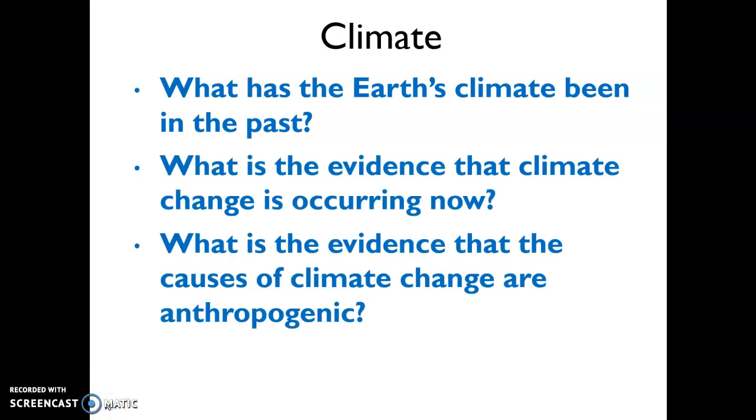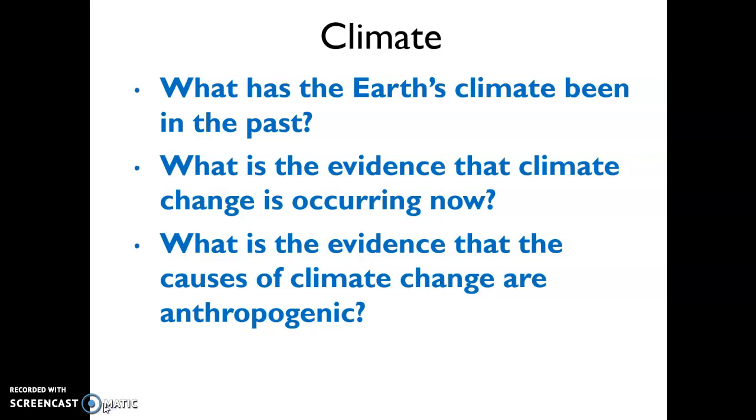So now we're going to look at some of the data on climate and answer three questions. What has the Earth's climate been in the past? Not just the recent past where we have the most information, but many, many thousands of years ago. What is the evidence that climate change is occurring now? So we'll look at the data on that. And what is the evidence that the causes of climate change are anthropogenic?